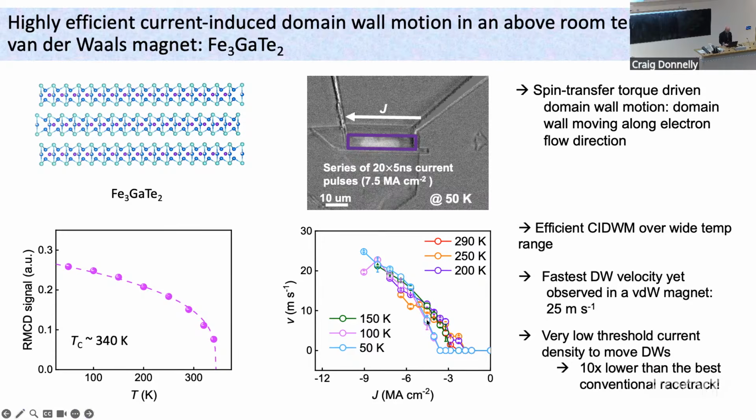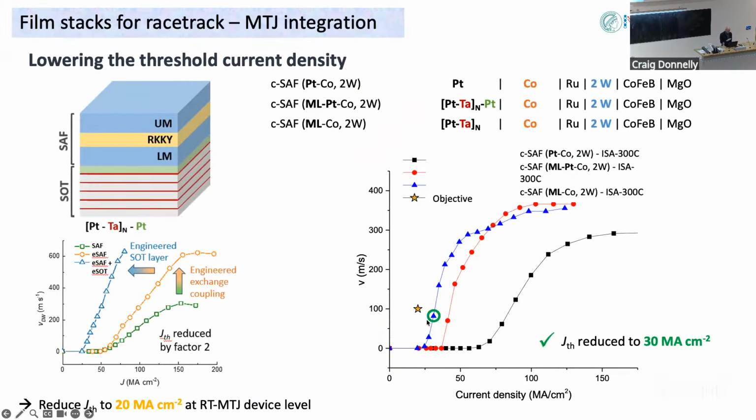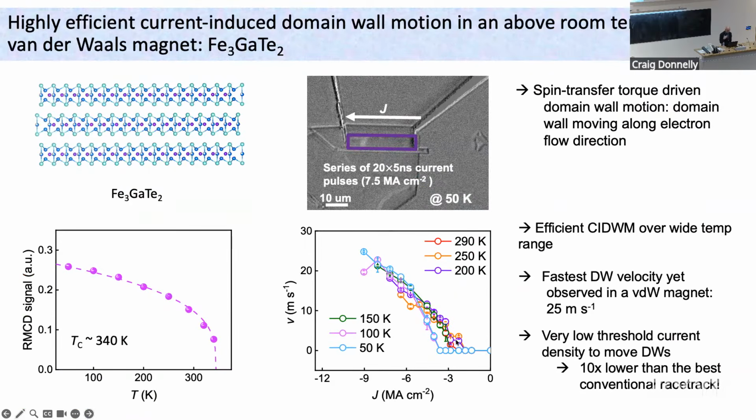I didn't tell you, this previous work is all at room temperature. And if we cool down, then the threshold currents increase enormously, so it's very difficult to move the domain walls. So this is remarkable. We can move the domain wall at temperatures as low as the lowest temperature we go to, and the threshold current density is very, very tiny. It's 10 times lower than the best conventional racetrack. That's remarkable. No work needed.